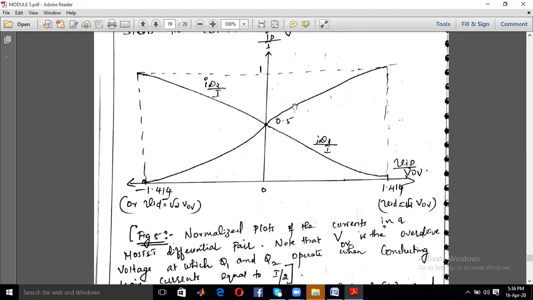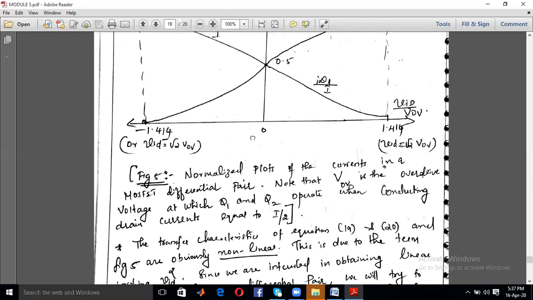This is ID1 current. I repeat, this is ID1 current. This is ID2 current. So when your input becomes the extreme values, you can note that one of the transistors is very much conducting, the other transistor is off. Okay. So when VID is positive and reaches a maximum extent, your current ID1 will reach maximum. At the same time, ID2 is off. See, ID2 is 0. When your input VID is negative extreme, Q2 is on. Q2 is on means ID2 is maximum. At the same time, ID1 is minimum, or it is at 0 level.